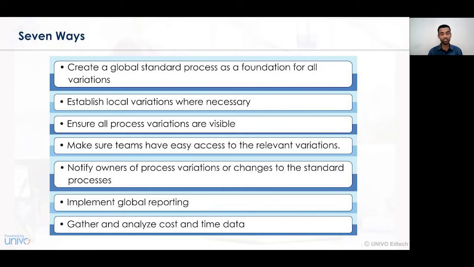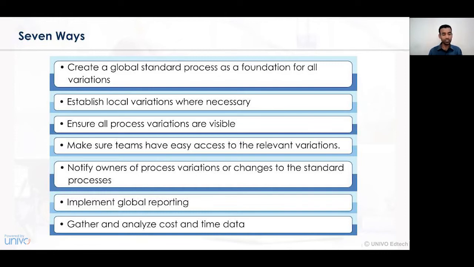Establishing the local variations wherever necessary. Wherever there is a necessity for variations, at that particular stage the variations must be implemented, and accordingly the global standard needs to be applied. So changes in the policy, changes in the factors of production, or changes in the time cycle of a particular product need to be implemented in a very effective way.